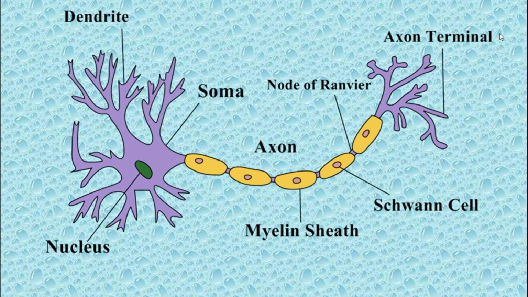This picture is the pictorial representation of the human nerve cell, also known as the neuron. Now, let's try to understand the structure of each and every part. The first part is the dendrite. The dendrite is a tree branch-like structure which is a protoplasmic extension from the cell body.